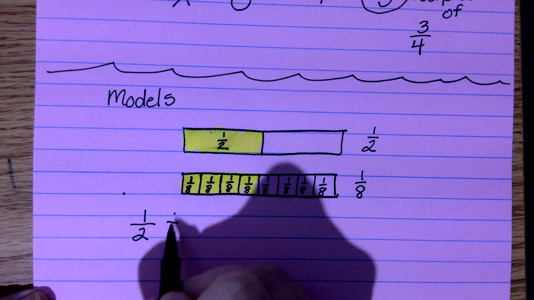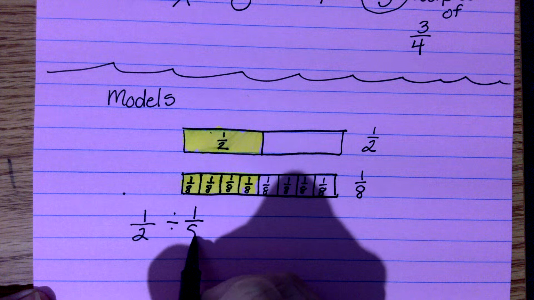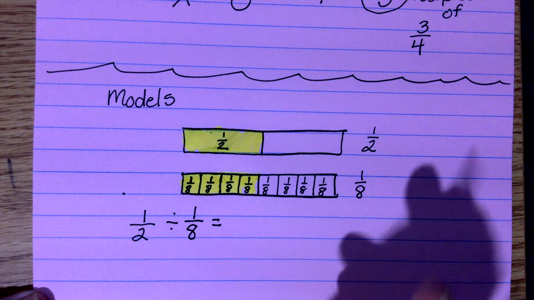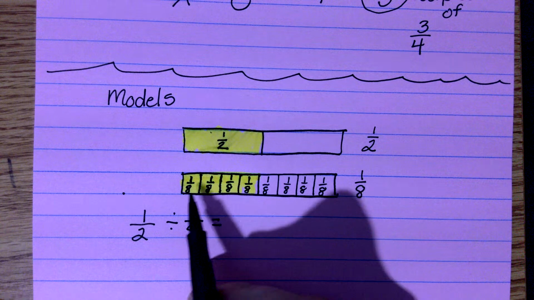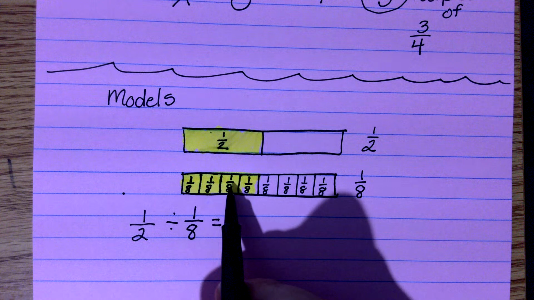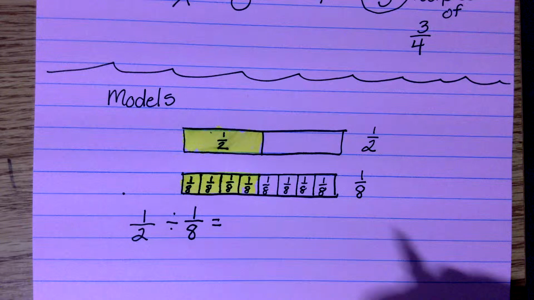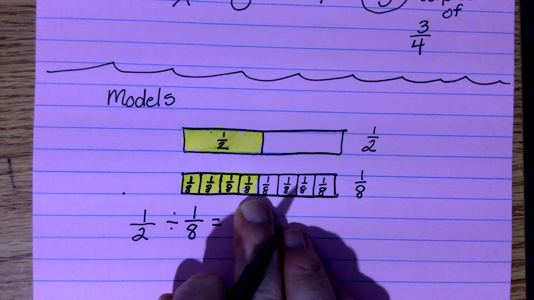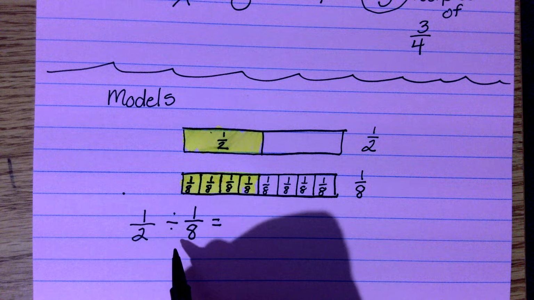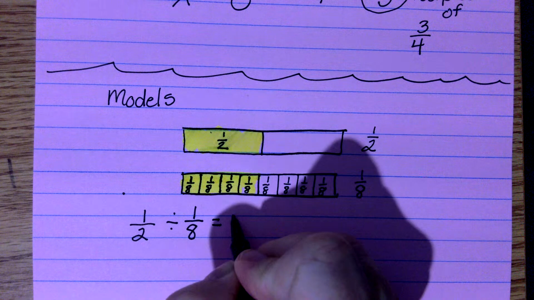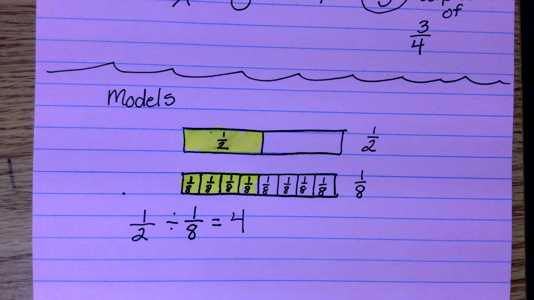and I'm going to divide by 1/8. And I want to know how much that is going to give me. Well, let's count the number of eighths that are going to be in 1/2. 1, 2, 3, 4. There are 4 eighths in 1/2. Therefore, 1/2 divided by 1/8 equals 4.